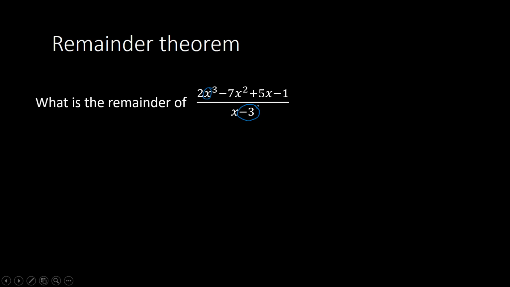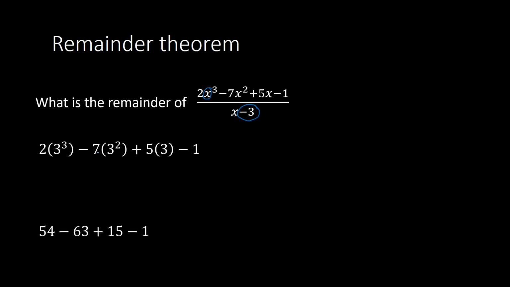So if I put a positive 3 in for x, what I have is 2 times 3 cubed minus 7 times 3 squared plus 5 times 3 minus 1. If you solve this, you're going to have 2 times 27, which is 54, minus 7 times 9, which is 63, plus 5 times 3, which is 15, minus 1. 54 minus 63 plus 15 minus 1 would equal 5. So the 5 would be the remainder when I divide these two polynomials.